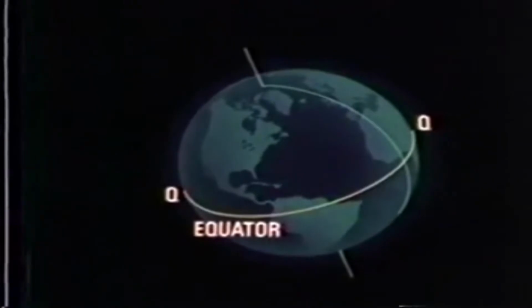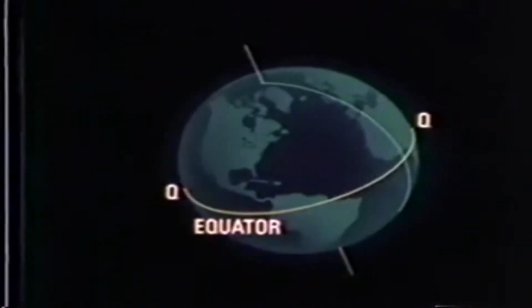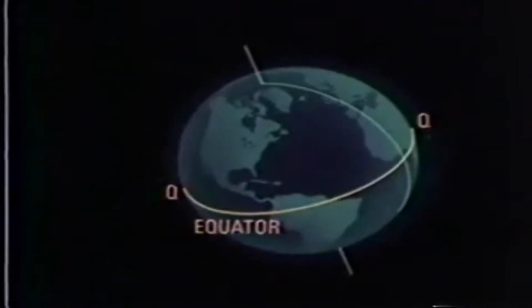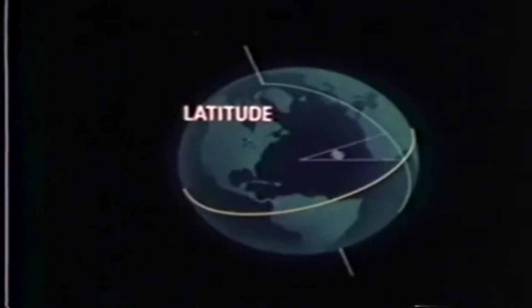The equator is the great circle perpendicular to the Earth's axis. It is represented by the letter Q. Latitude is the angular distance from the equator measured along a meridian north or south from 0 degrees to 90 degrees.